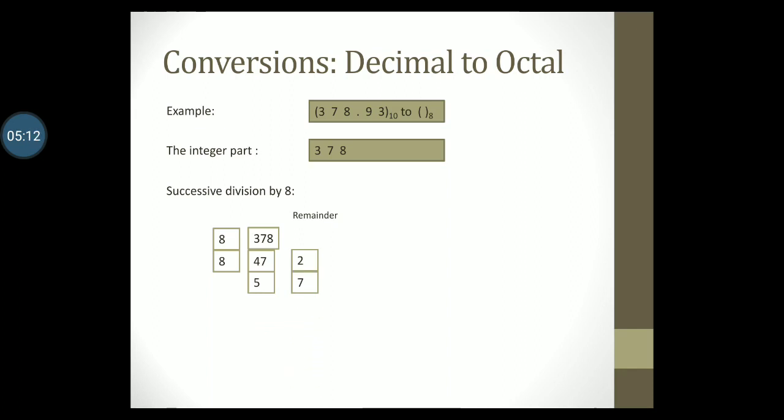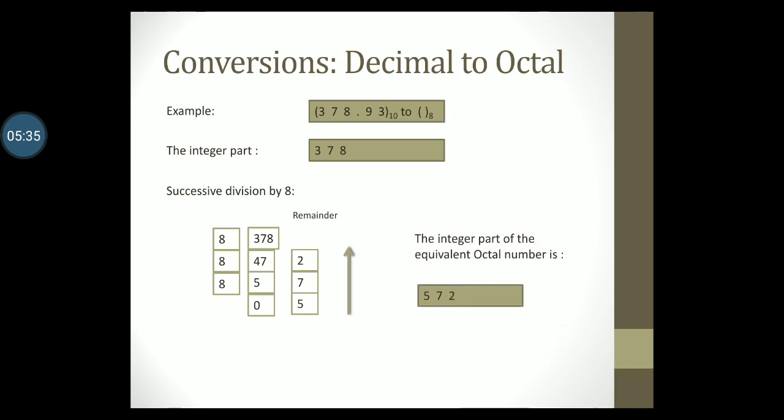Again we divide 5 by 8, but you notice that 5 is too small to divide, so we get the quotient as 0 and 5 gets left as the remainder. Since we've got the quotient as 0, you read the answer from bottom to top. Thus the integer part of the octal number is now 572.